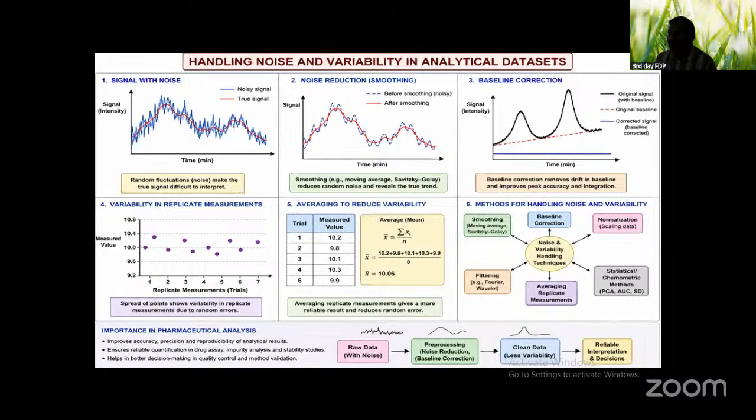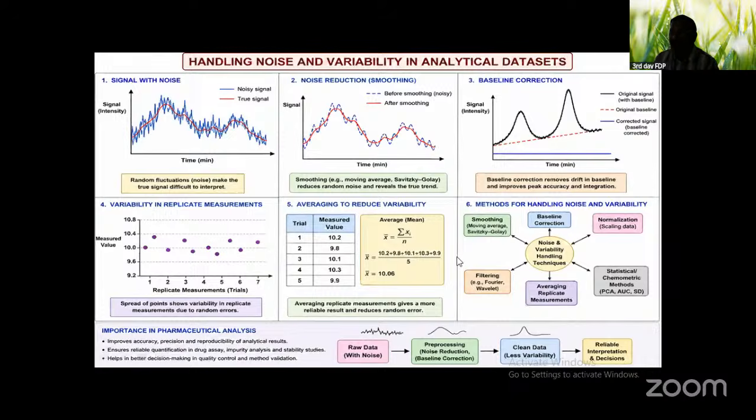Then the models used in the case of noise and variability are baseline correction, normalization, statistical or chemometric methods such as PCA, area under the curve, and standard deviation models. Otherwise, averaging the replicate measurements, which is the fifth point we have just discussed. Another one is the filtering system using Fourier transform or wavelet. Otherwise, the smoothing system using Savitzky-Golay.